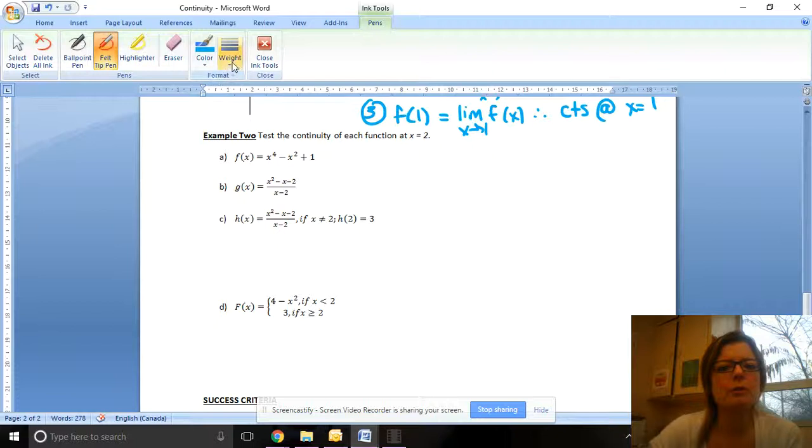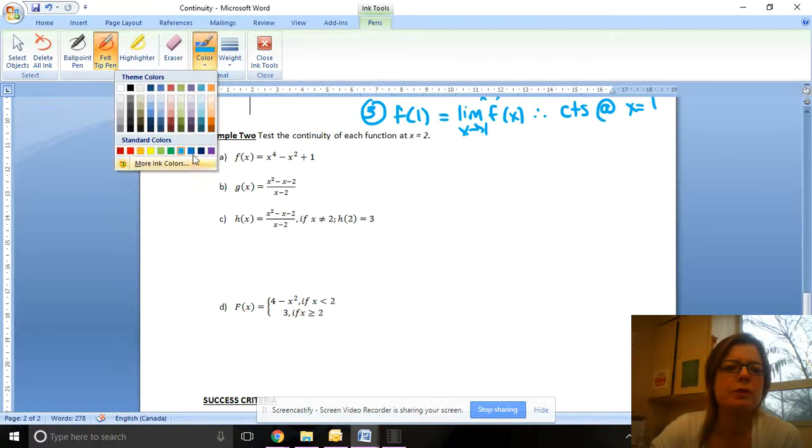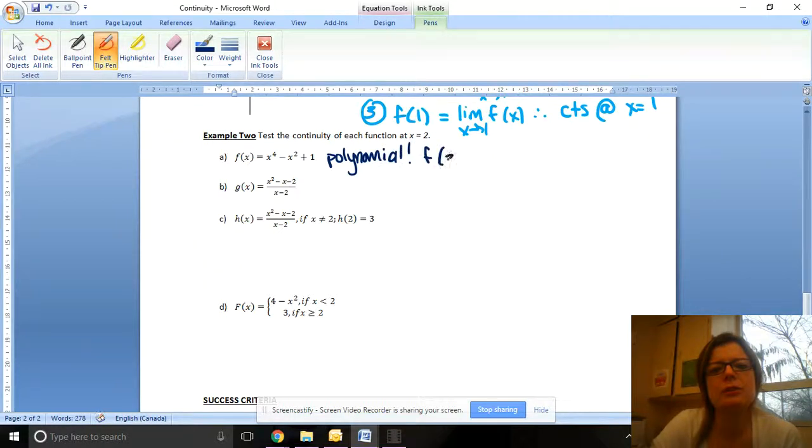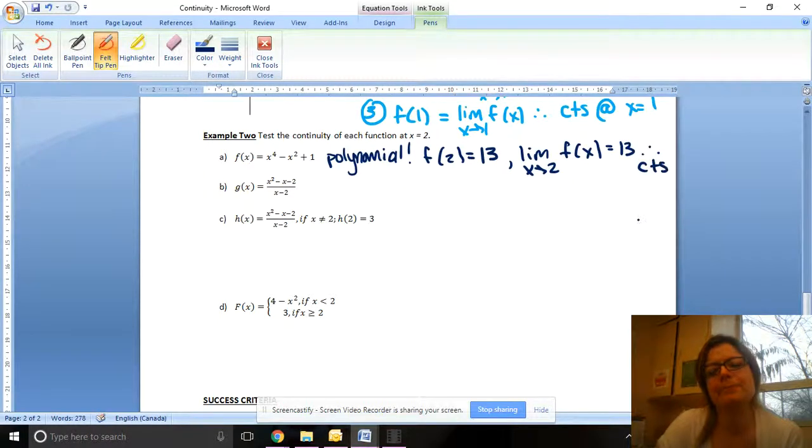So remember, we're going through the 3-part burden of proof each time. So for this first one, we already know that it's a polynomial, so we can say that it is continuous. Okay, so f at 2, if you put that through, you get 13. And the limit as x approaches 2 of f at x is also 13. So therefore, yes, it's continuous.